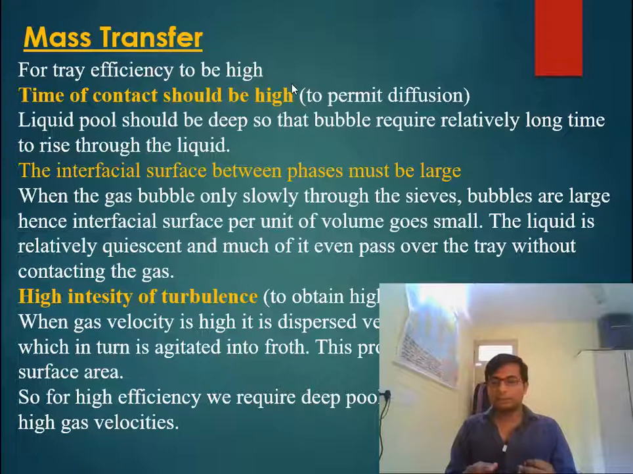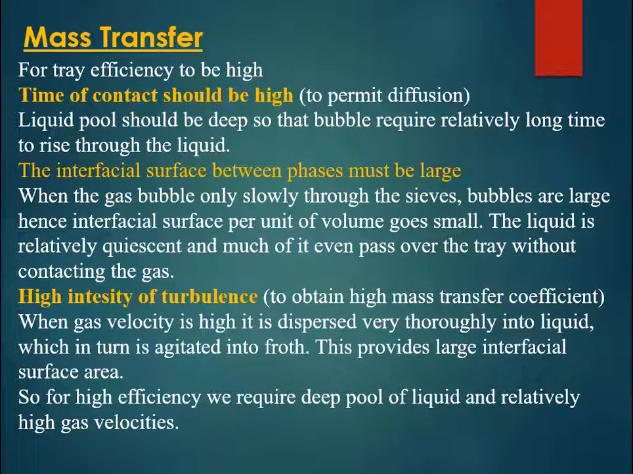It does two things. One thing is that the bubble size reduces. I mean, the bubble is passing through this liquid pool at a very high flow rate, so the chances of enlargement of the bubble remain less. So bubble diameter remains small, and surface area per unit volume goes high. And it also provides turbulence inside the liquid.